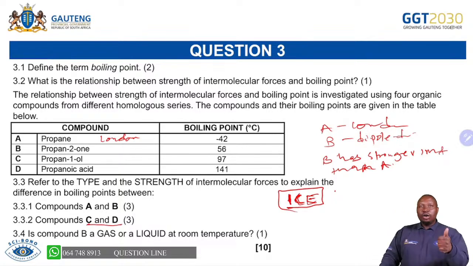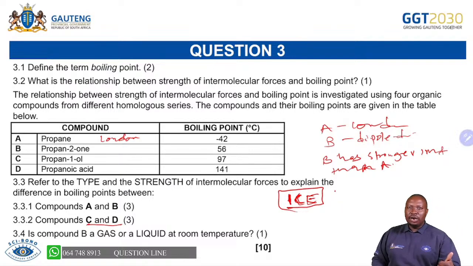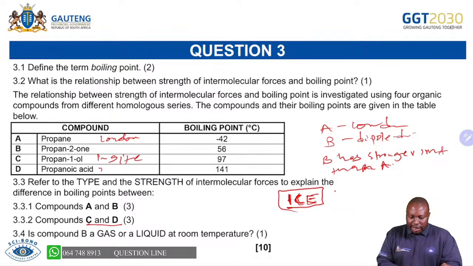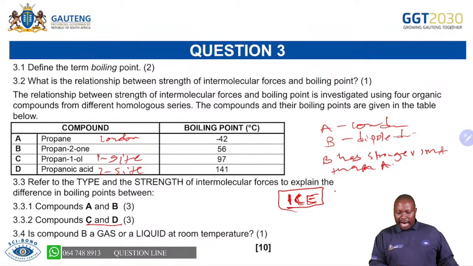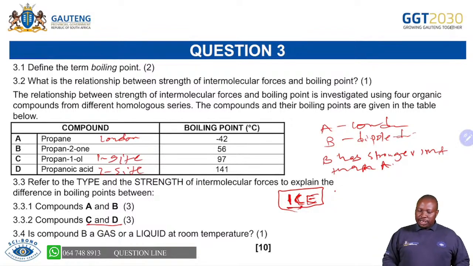The same when you are dealing with the question between C and D. Remember, C and D, all of them have hydrogen bonds. But we said an alcohol has one site of hydrogen bond. A carboxylic acid has two sites. So when you go to number two, you are comparing the strength. When you compare the strength, you'll say propanoic acid or D has stronger intermolecular forces than C, because it has two sites while C has one site.